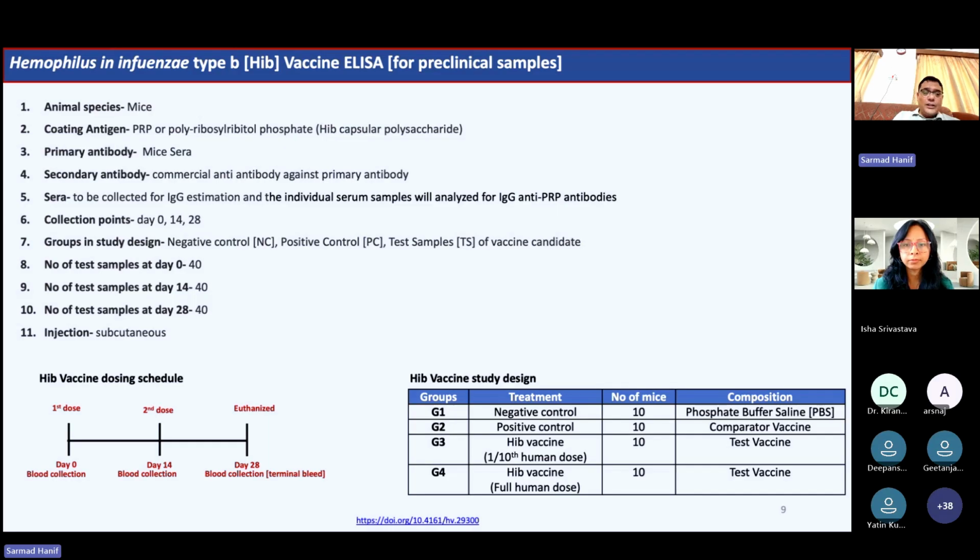So the volume is 0.5 ml injectable in humans. For the vaccines, I'm telling you. For therapeutics, it will be different. For animals, it will be 100 microliter.